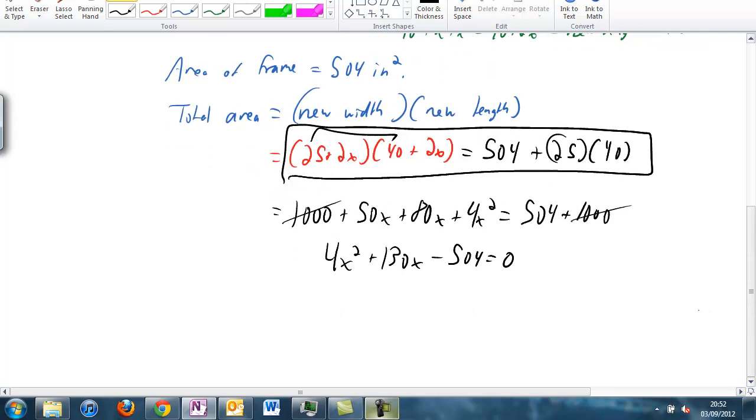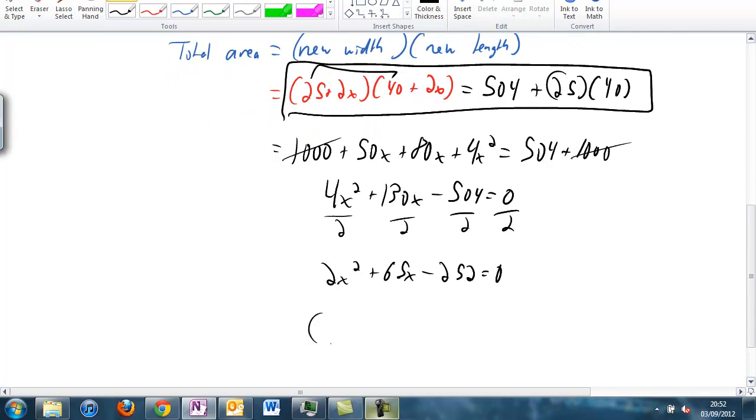My goal now is to set everything equal to 0 and to factor out a greatest common factor. I can divide both sides by 2, and I get 2x squared plus 65x minus 252 is equal to 0. I can't take anything out, so I can try to factor this. I know I'm going to have a 2x and an x. I know I'm going to have a plus and a minus somewhere. So I have to factor 252 to figure out what's going to happen here.